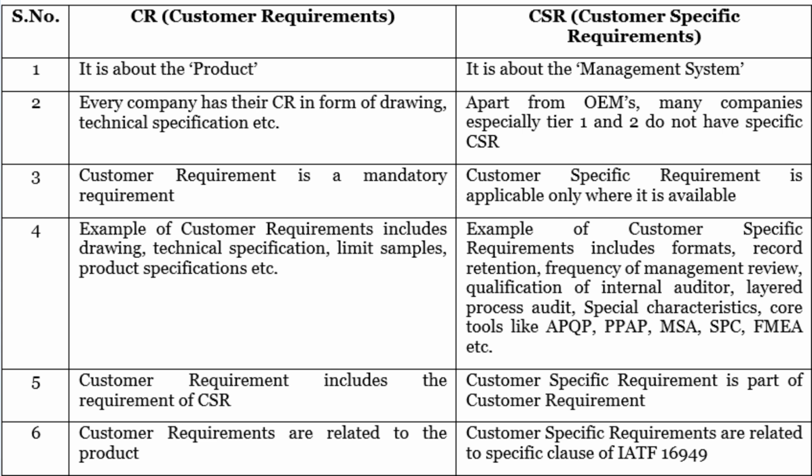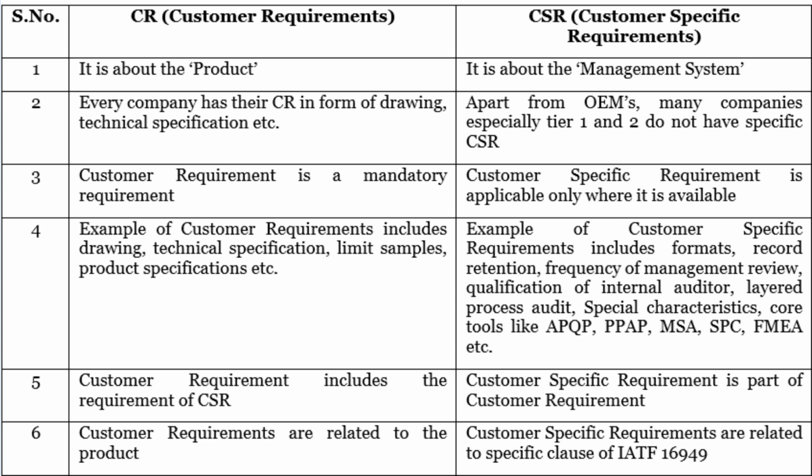The customer requirement is a mandatory requirement, but on the other side, customer specific requirement is applicable only when it is available, because there are many tier 1 and tier 2 who don't have any supplier manual. So in that case, customer specific requirement is not applicable.